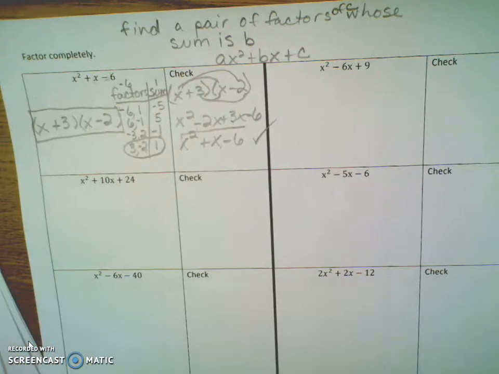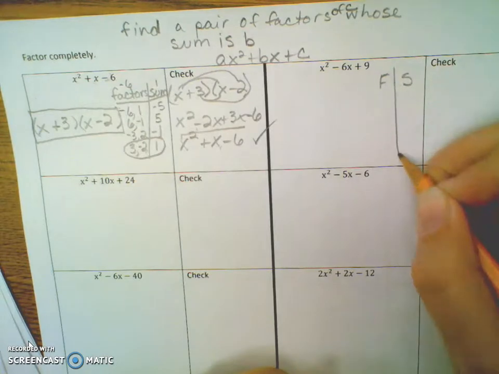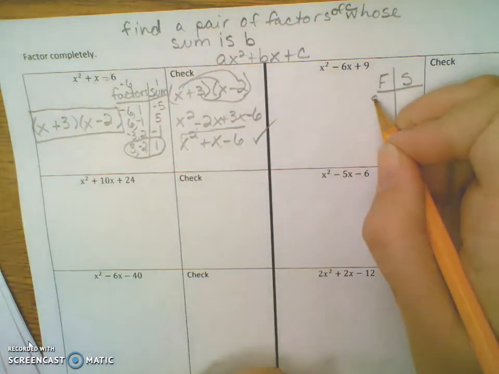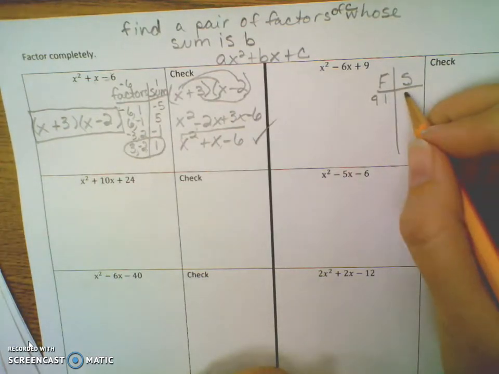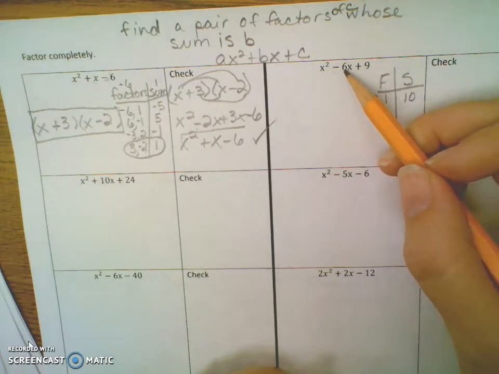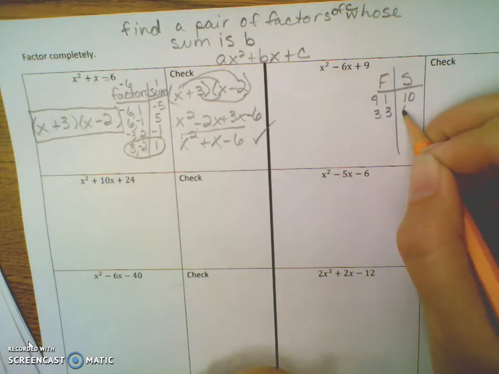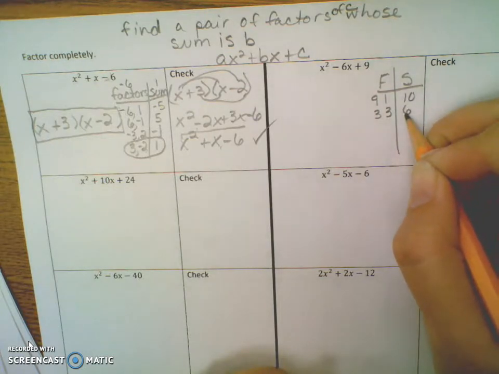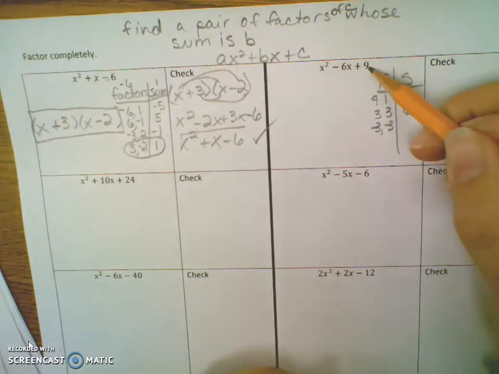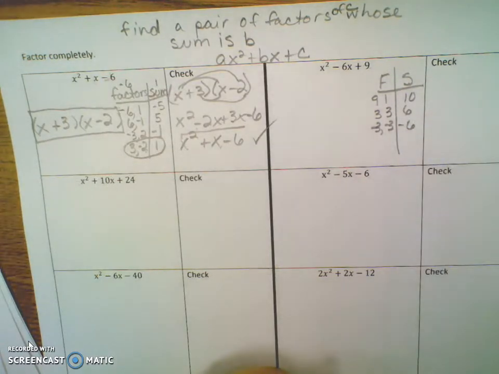So over here, now that you know what that means, I'm going to simplify a little bit. So my t-charts look like that, standing for factor and sum. So I've got 9. I usually think about 9 times 1 first. I add them together, I get 10. That's not what I'm looking for. I'm looking to get a -6, because that's my b value. So I'm going to try 3 and 3, and that gives me +6. So I know that's not quite what I'm looking for, but if I have -3 and -3, that's still going to give me +9, but my sum is going to be -6.